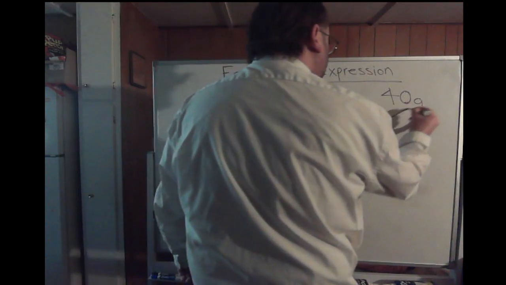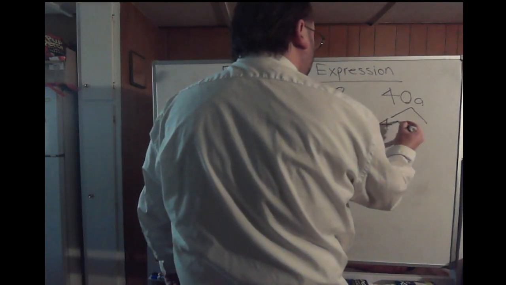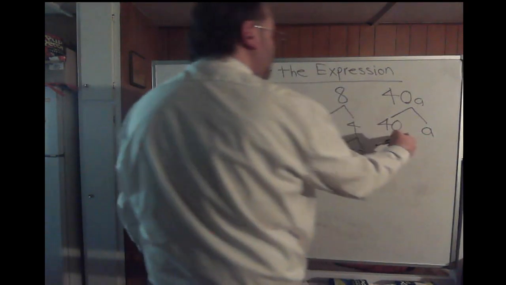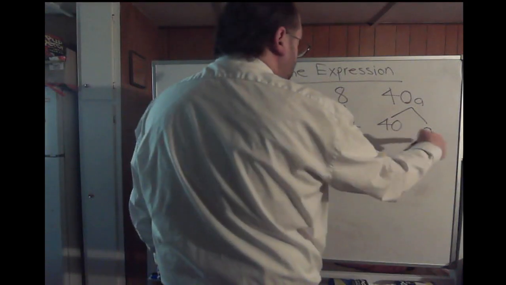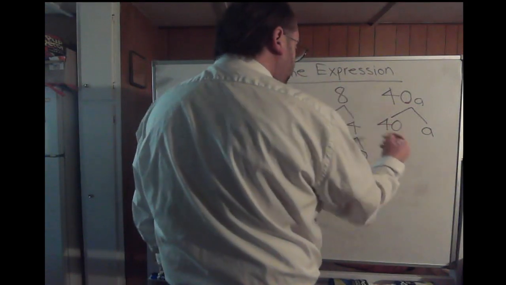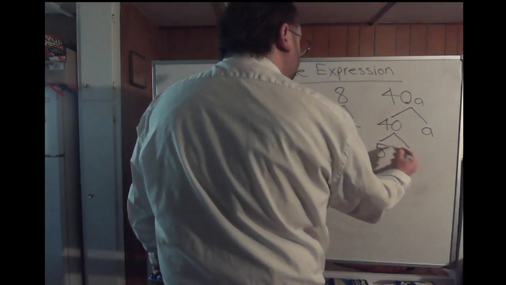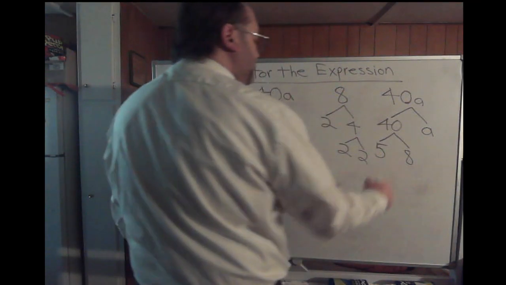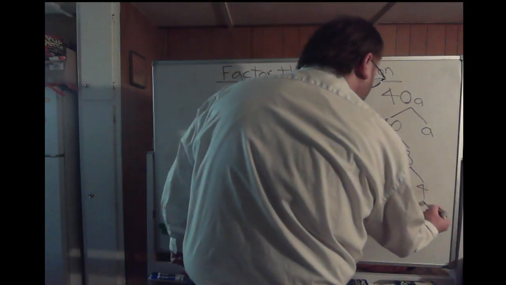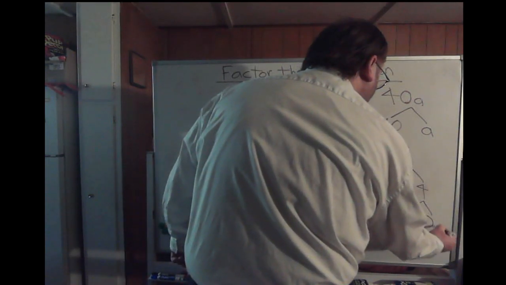Now 40 and a. Well, you would just have 40 times a. Those would be your factors, 40 and a. Can't factor a any further, but you could factor 40 further. You would have 5 and 8. 5 don't factor any further, but 8 certainly does. 8 factors into 2 and 4. 2 don't factor any further, but 4 factors into 2 and 2.